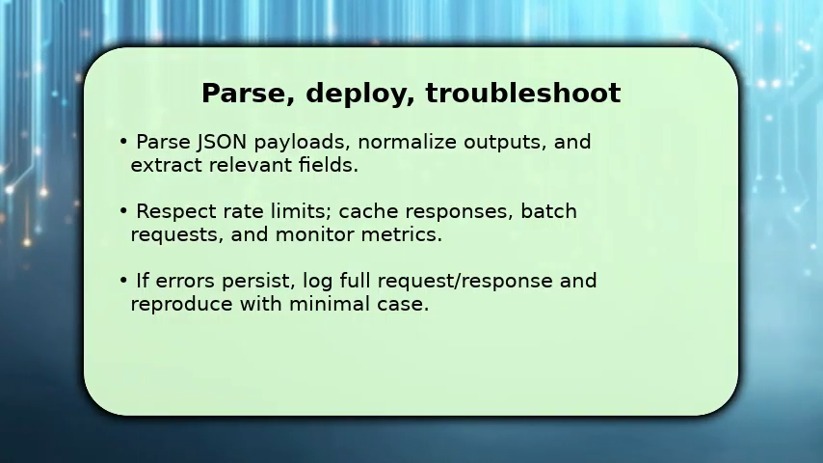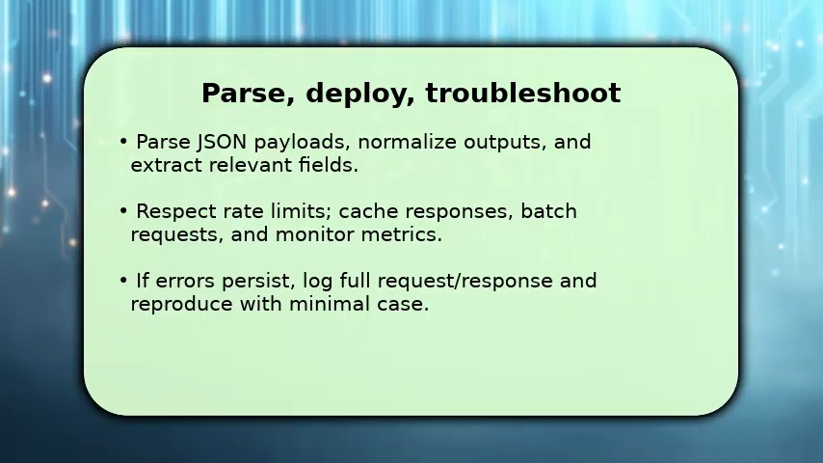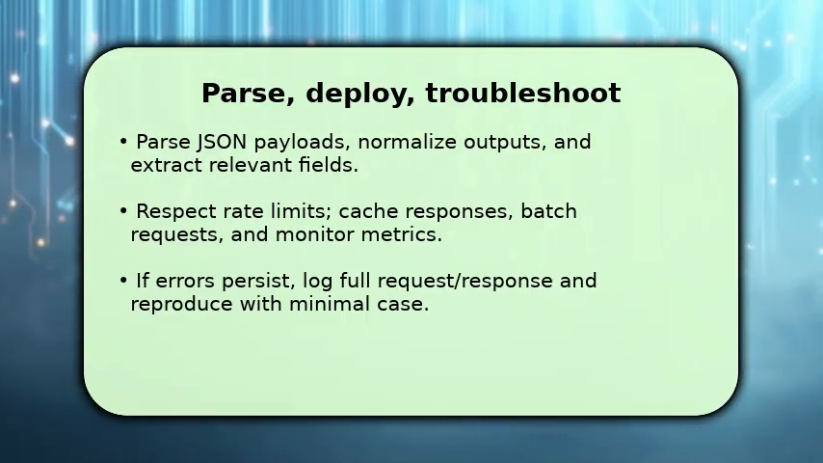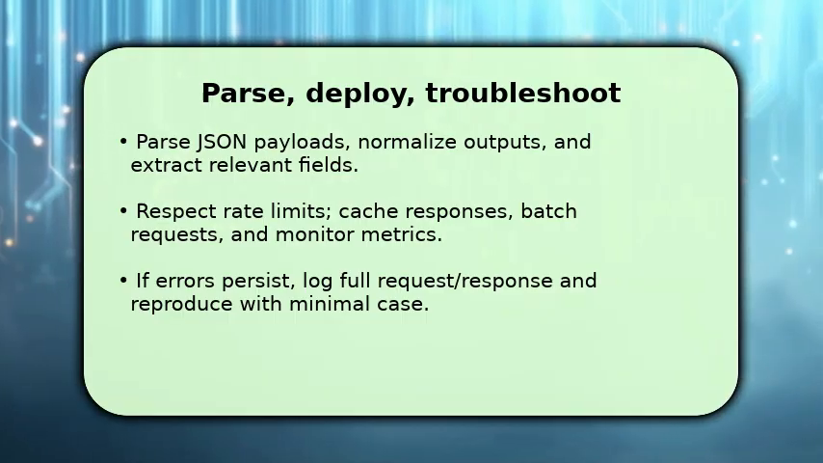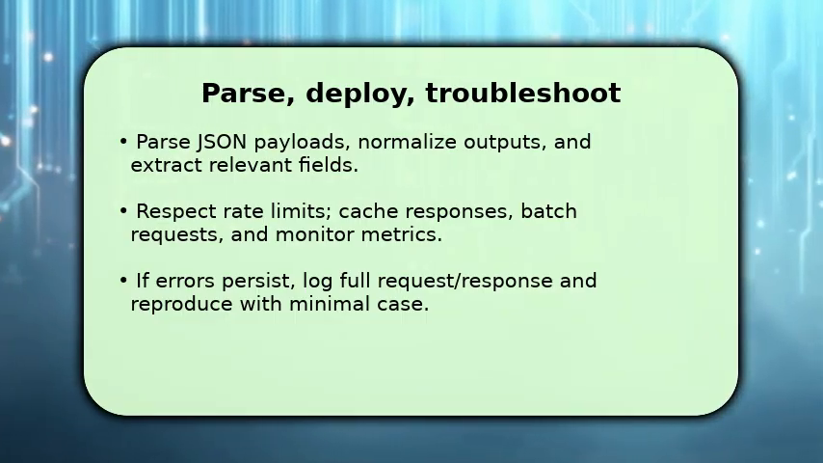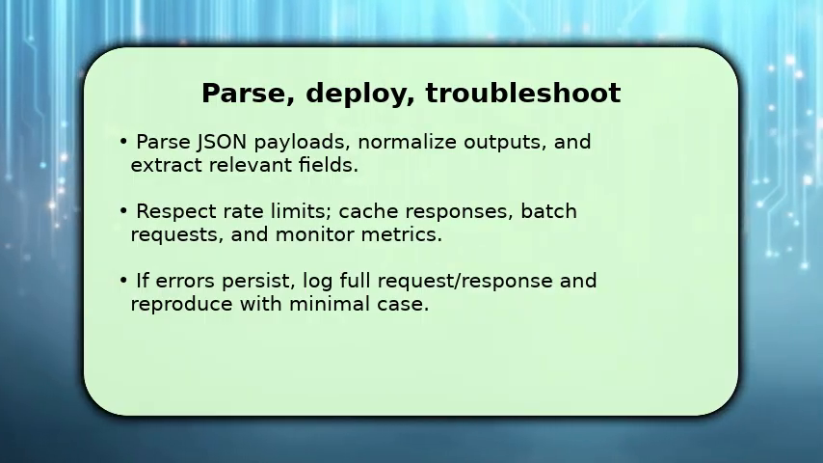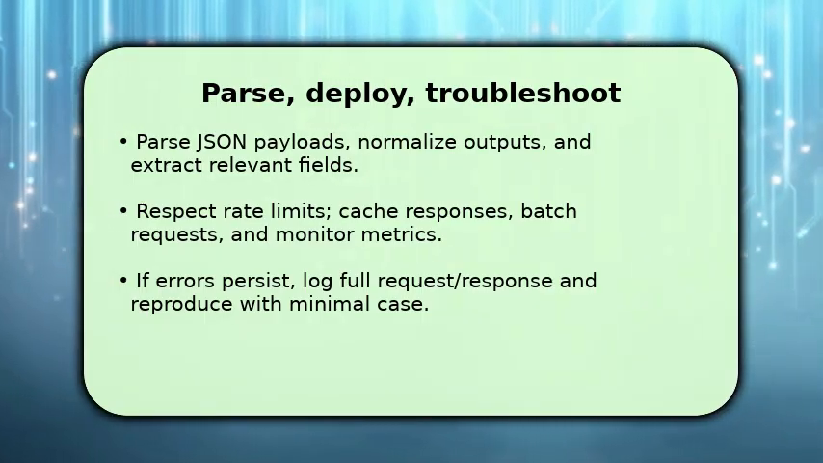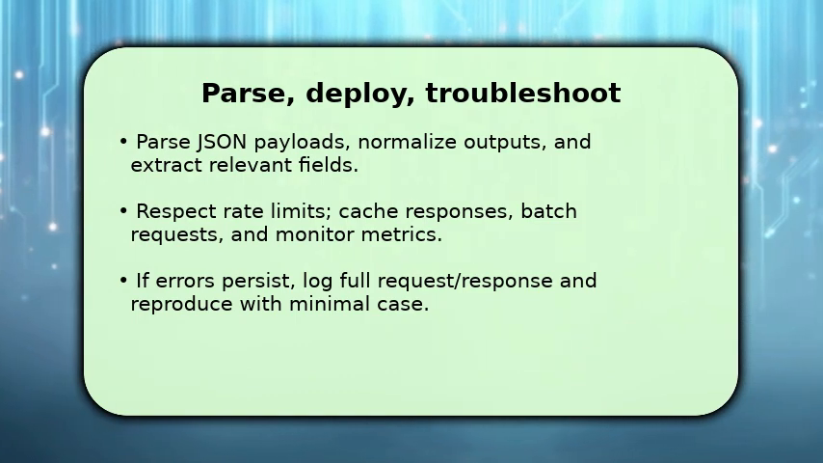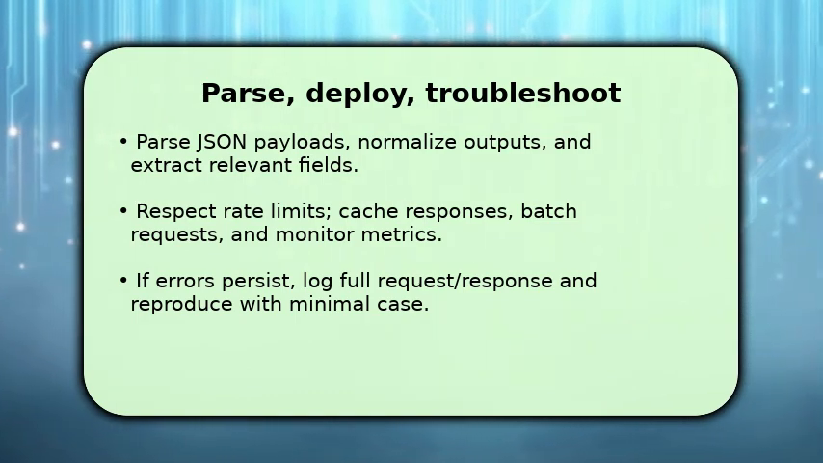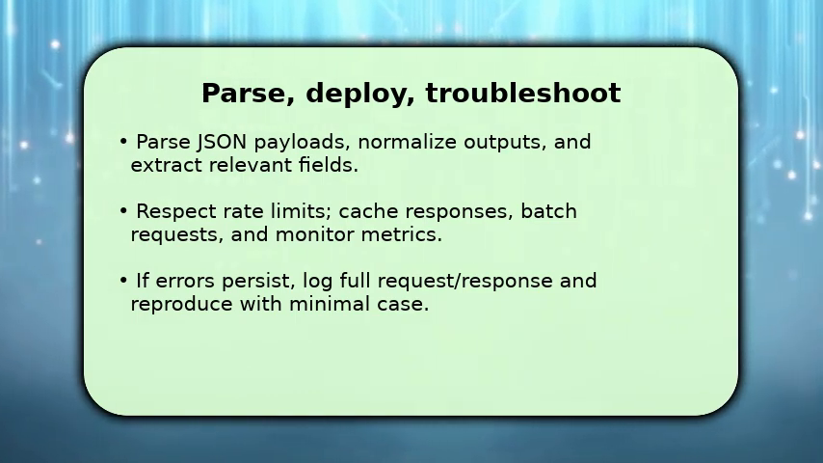When deploying, respect rate limits by caching common queries and batching requests where possible, and wire metrics and alerts for cost and error rates. If things go wrong, the key troubleshooting tip is to reproduce the issue with the smallest possible request, log the full request and response, without secrets, and test alternate parameters or a different model to isolate the cause.